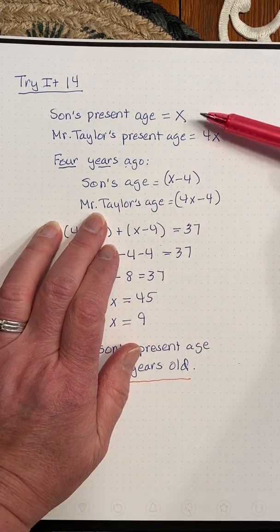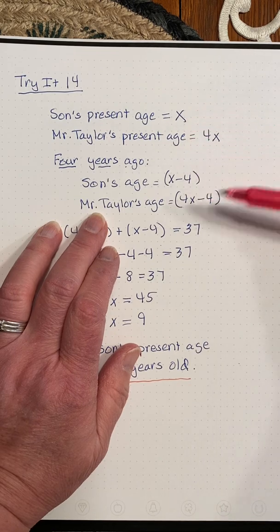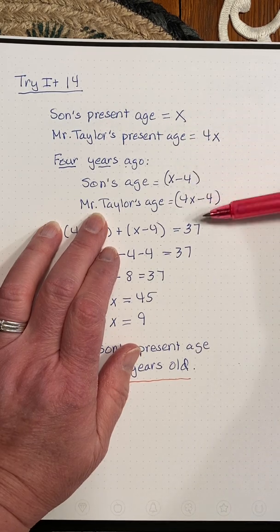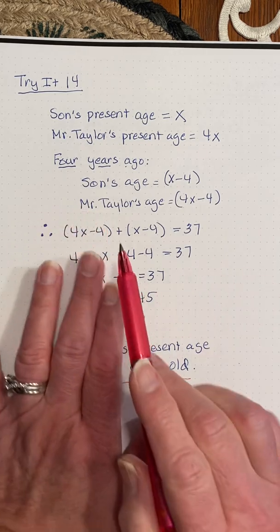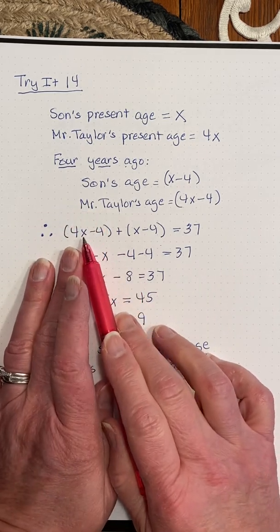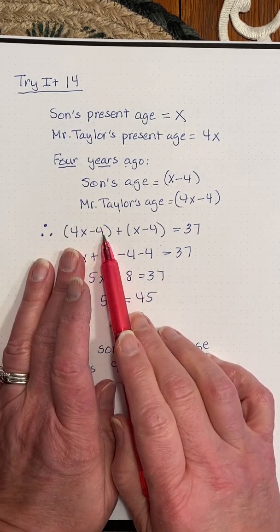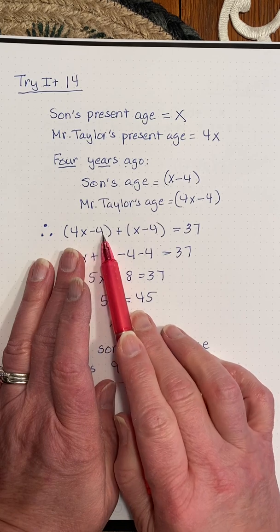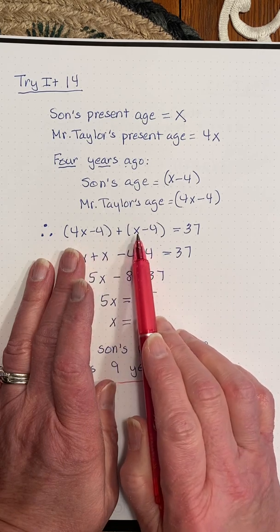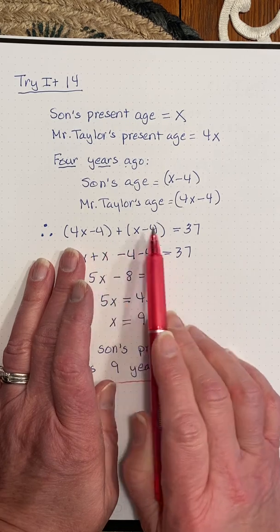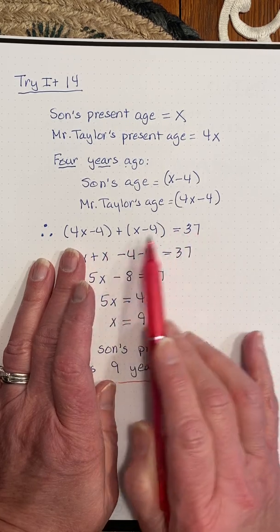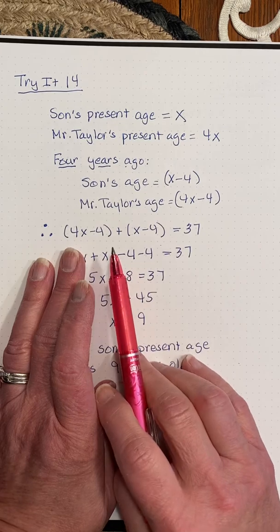So I had to actually do 2 setups here, present ages and 4 years ago ages, because it tells me what 4 years ago the sum of their ages were. So I'm going to take Mr. Taylor's age, 4x minus 4, plus the son's age, x minus 4, and these are the 4 years ago. And 4 years ago, this totaled 37.